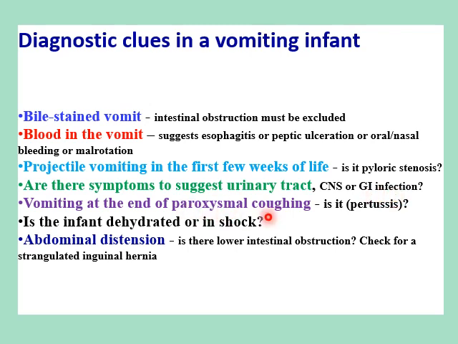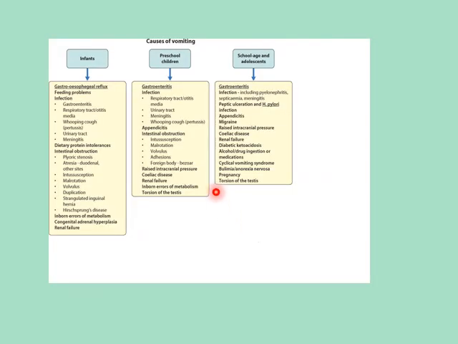Vomiting at the end of paroxysmal coughing, whooping cough. Is the infant dehydrated or in shock? You should check them. And abdominal distension: is there lower intestinal obstruction? Check for strangulated inguinal hernia, so the hernia should be checked. This table was taken from the Illustrated Textbook of Pediatrics, fifth edition. You can check it. The same thing we mentioned before.